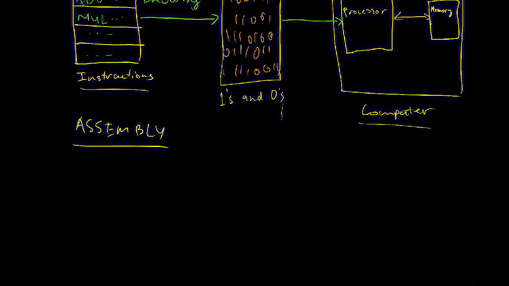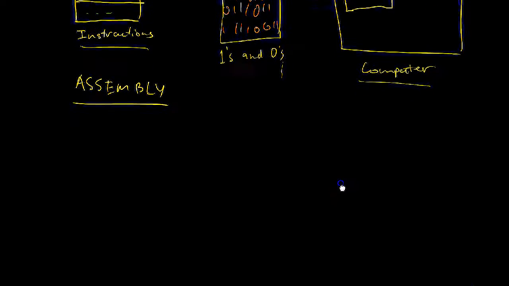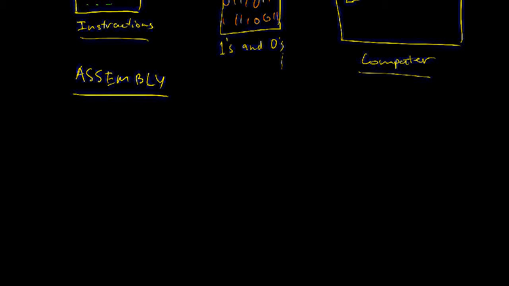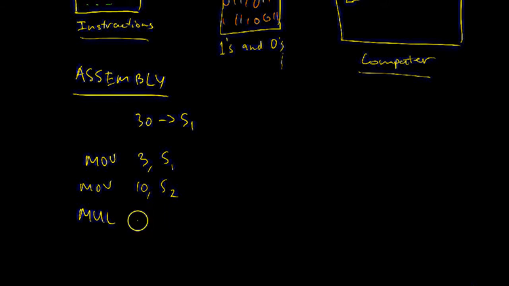Let's go back to our previous example in the last lecture. If you remember, we didn't have enough room in our move instruction to move a number greater than 15 into a slot. So if I wanted to put the number 30 into S1, I would have to do this. I would have to say, okay, move 3 into S1, move 10 into S2, and then multiply S1 by S2 and store that back in S1. And this whole thing here, that would be how you move 30 into S1.